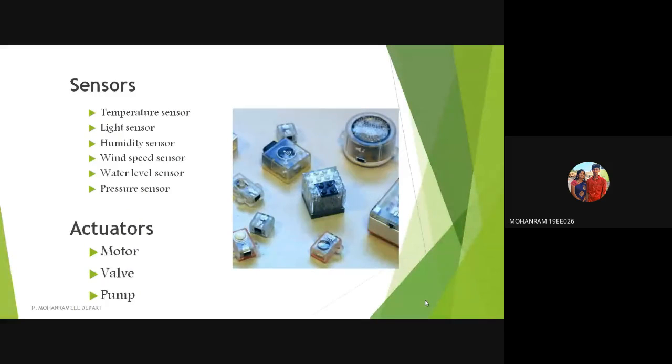So, according to the type of process, if we want to sense the temperature, light, or humidity, based on the process we are going to do in industry, the sensors are installed in those SCADA systems, like a temperature sensor and a light sensor. If light is to be sensed, a light sensor is used, along with humidity sensors, wind speed sensors, water level sensors, and pressure sensors. These are the major sensors used in industries and factories. And actuators like motor, valve, and pump are also controlled by remote users, or by RTUs and PLCs. And next.